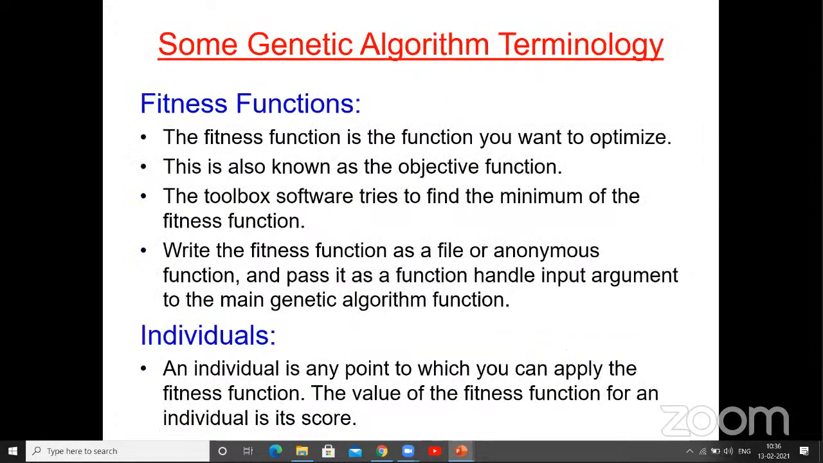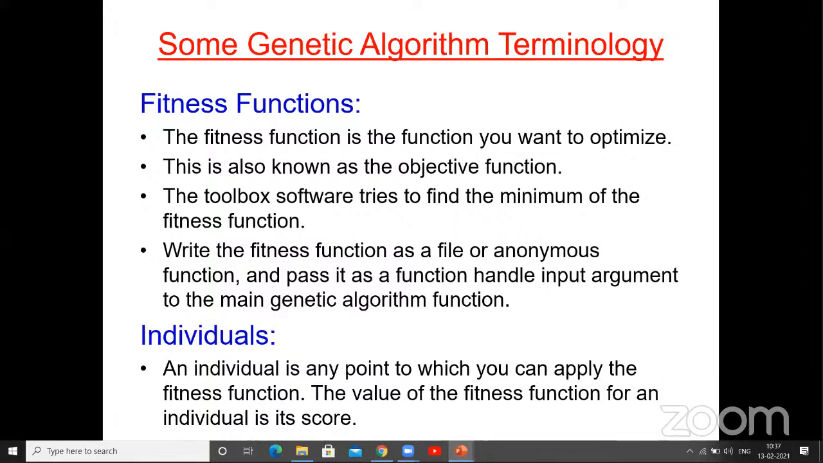Now some genetic algorithm terminology. Again, these terminologies will be used in all the optimization techniques. The fitness function is the function which we want to optimize. Optimize means either minimize or maximize. Sometimes it is also known as objective function, or in some cases cost function. So cost function, fitness function, objective function, all are the same in any optimization technique. That is the function you want to minimize or maximize.